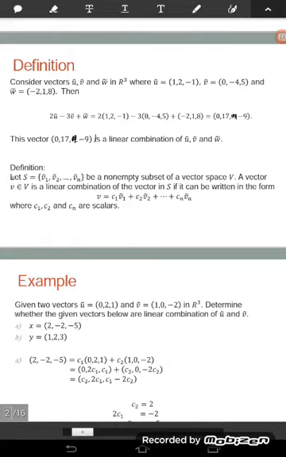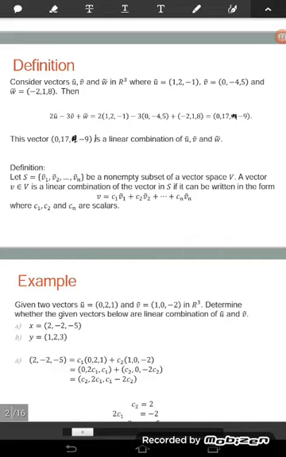So definition dia yang sebenar, the real definition. Okay, so let S equal to v1, v2 until vn be a non-empty subset of a vector space V. A vector V in the vector space V, this one is a linear combination of the vectors in S. Okay, so this V is a linear combination in S if it can be written in the form V equal to C1 V1 plus C2 V2 plus until Cn Vn, where C1, C2 and Cn are scalars.